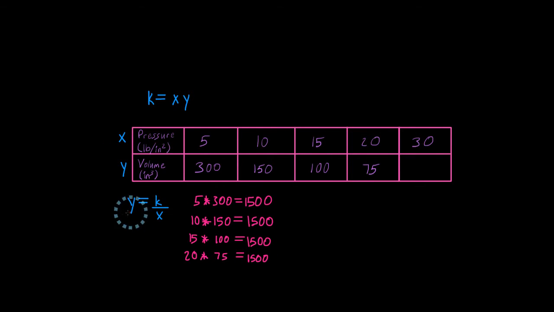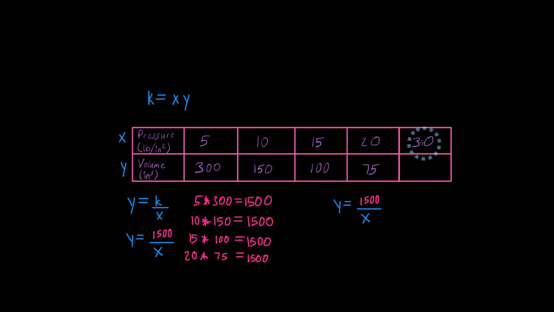So my function here would be y is equal to 1500 over x. So let's take this information, and I'm just going to copy it and move it over to the other side of the screen, just so I have another one to play with here.